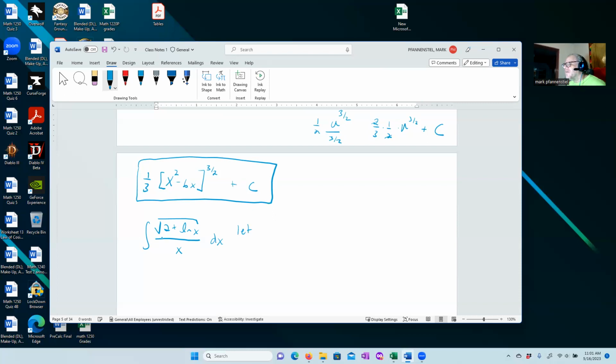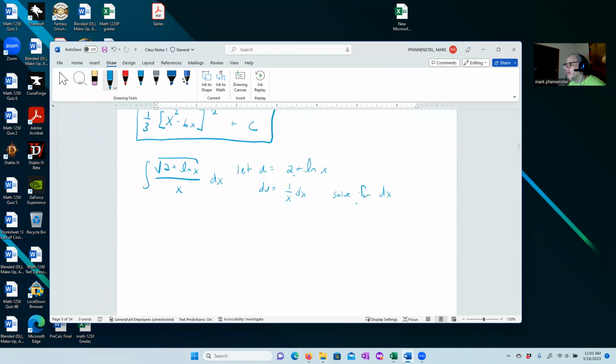So we're going to say let u equal 2 plus ln x. We have to go through and do du. Du equals, okay, derivative of a constant is 0. The derivative of natural log of x is 1 over x dx. Solve for dx. So we have dx equals x du.